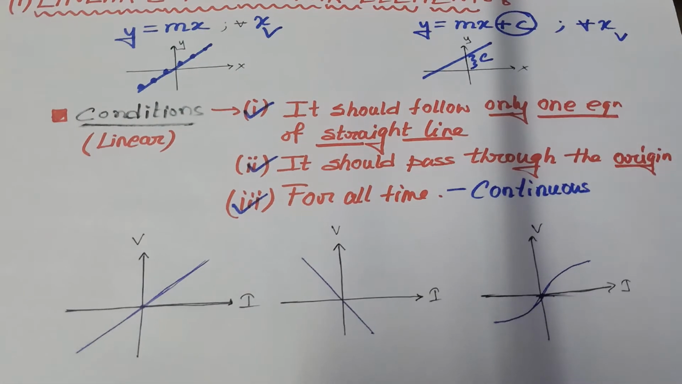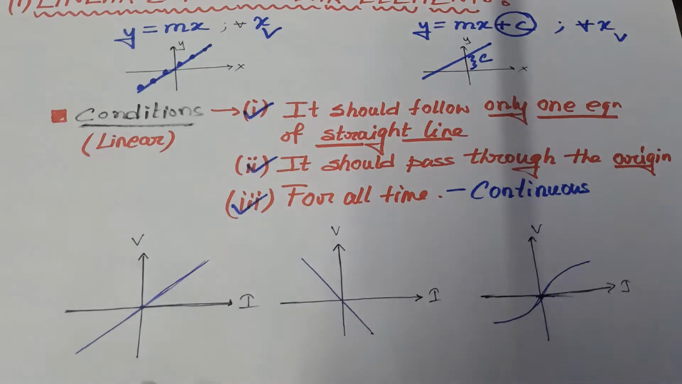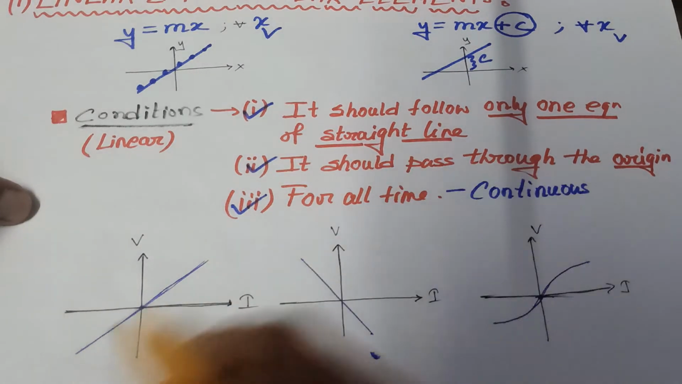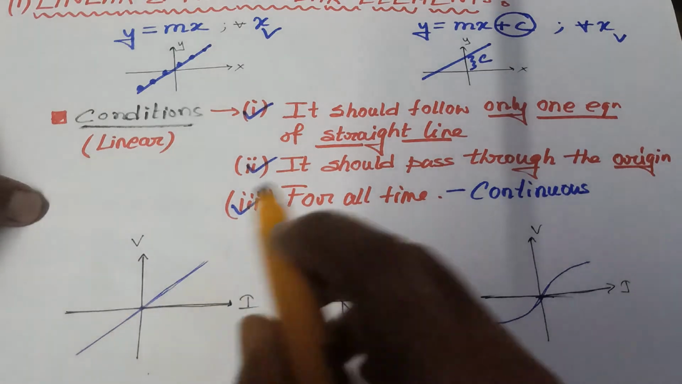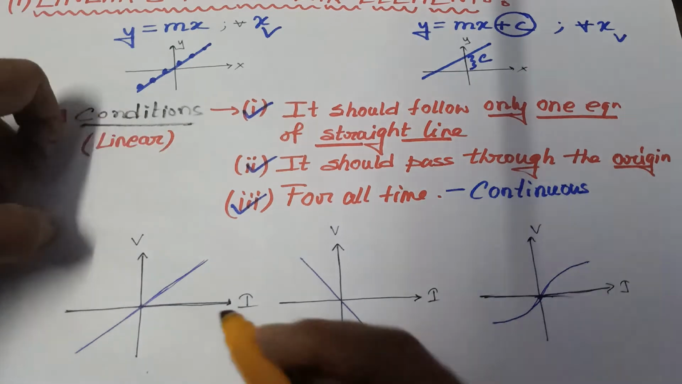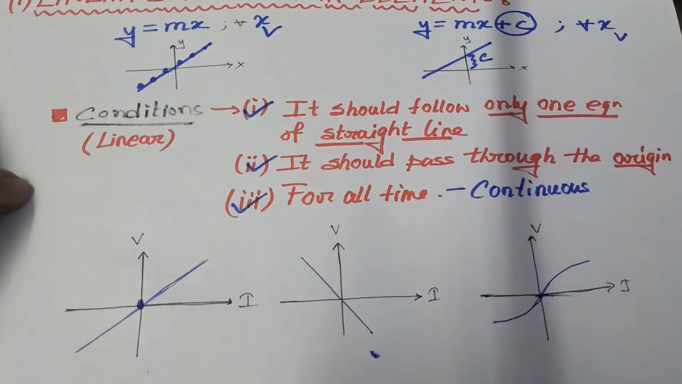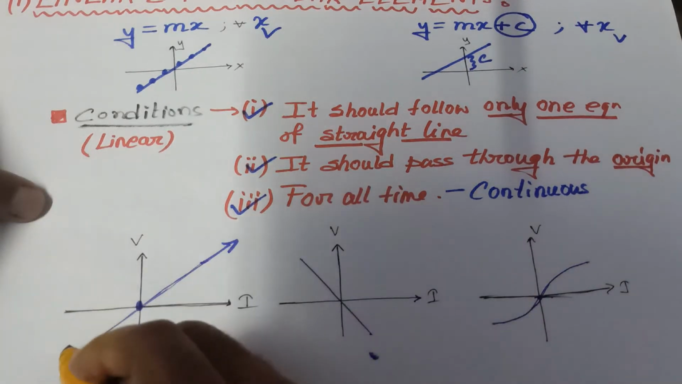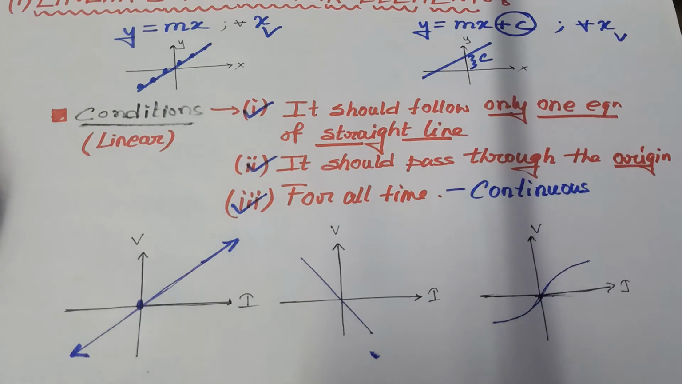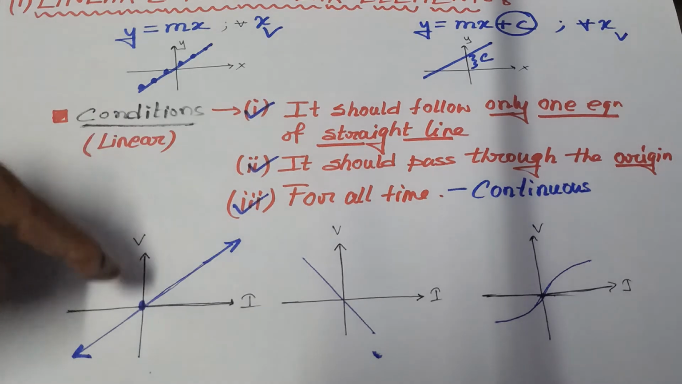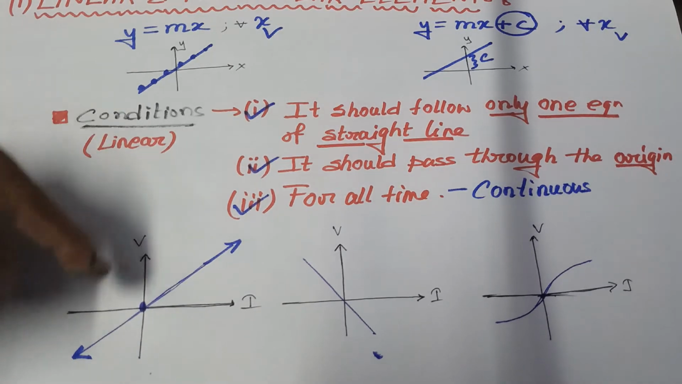Here I have taken 3 examples of VI characteristics. In the first example, the graph is following only one equation of a straight line, so condition 1 is satisfied. Now condition 2, it should pass through the origin. Yes, it is passing through the origin. And for all time, if you extend this curve, it is continuous for all values of v and i. So it is the VI characteristic of a linear element.